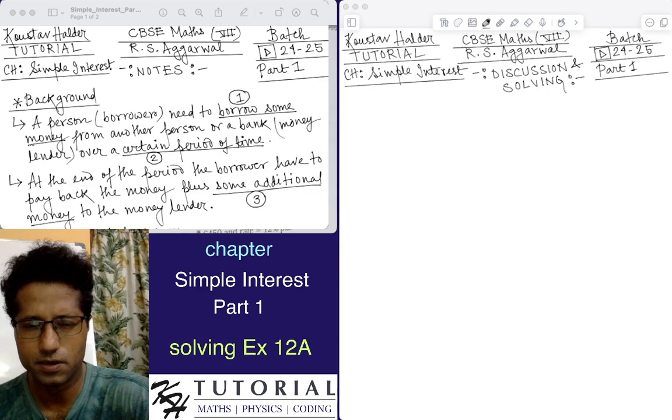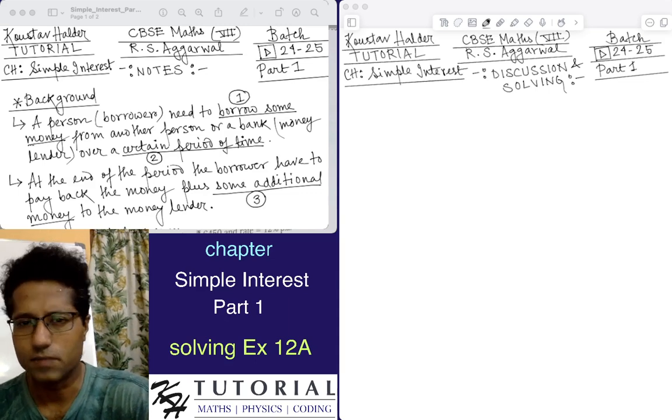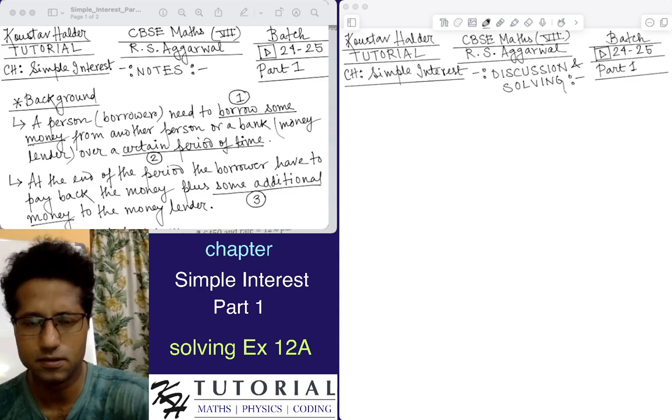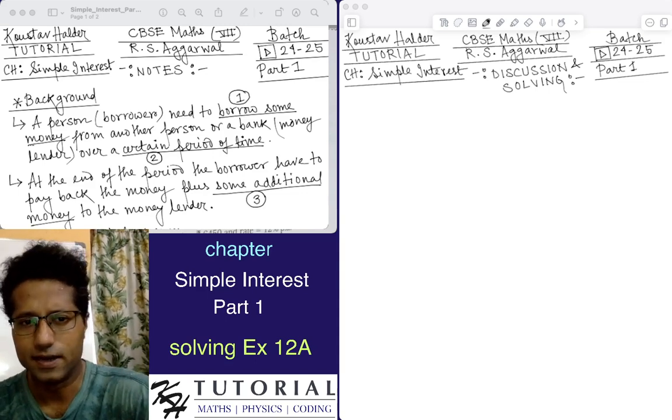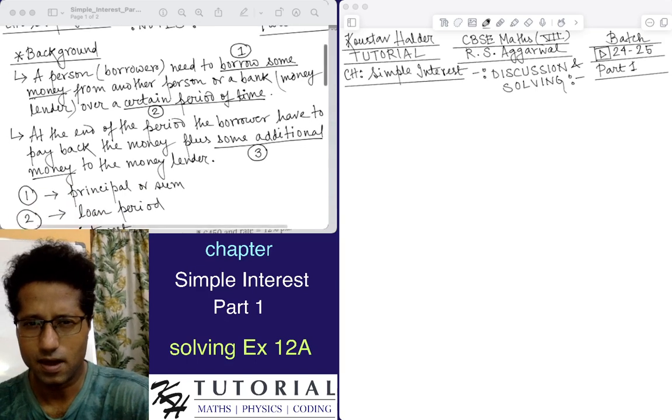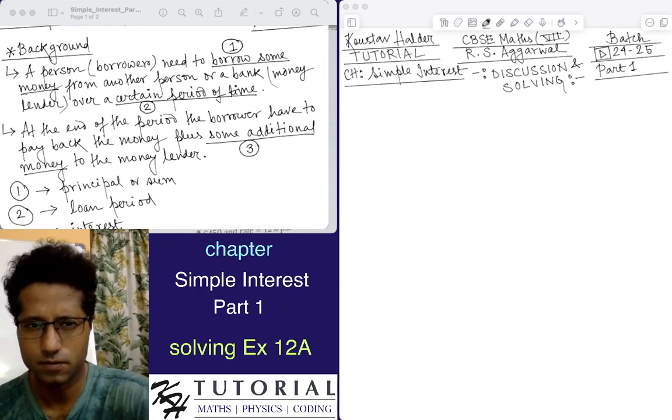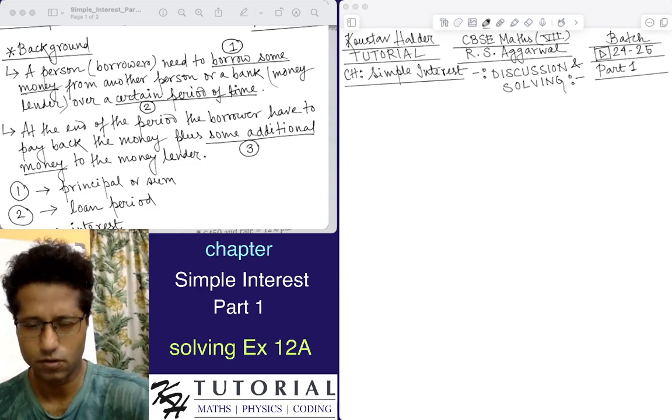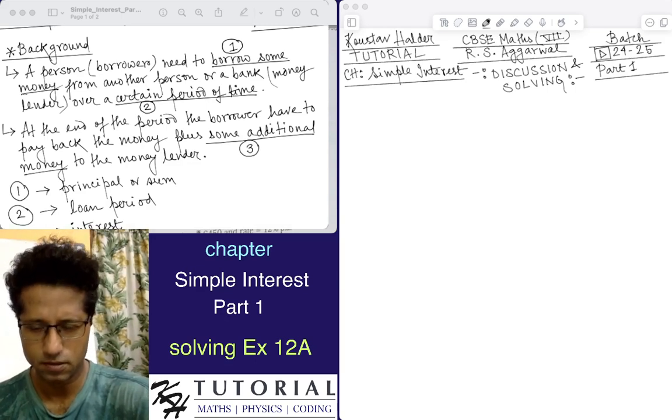Over a certain period of time means he will return the money after a certain period of time. Usually this time is in years. At the end of the period, the borrower returns the money he borrowed plus some additional money to the money lender, that is the person or the organization from whom he borrowed the money.